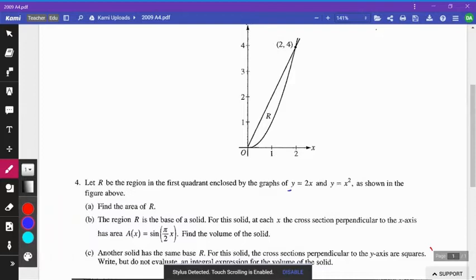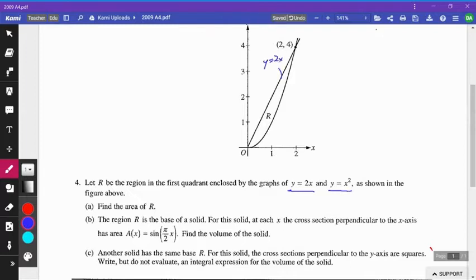So I have two functions, y equals 2x and y equals x squared. This top function right here is y equals 2x, and this bottom function right here is y equals x squared. And we can see that 2x is always on top of x squared throughout. So the first question is A, I want to find the area of R.